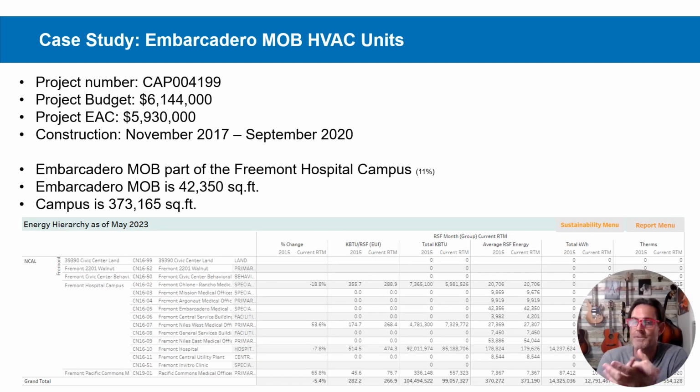Now, in terms of energy, the Embarcadero Medical Office Building is part of the Fremont Energy Campus, and so it doesn't have its own meter.